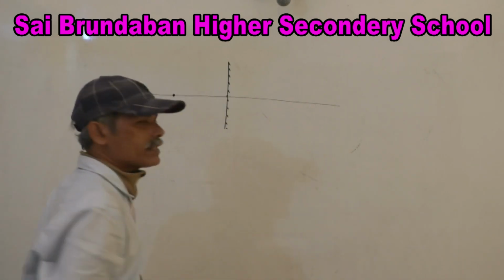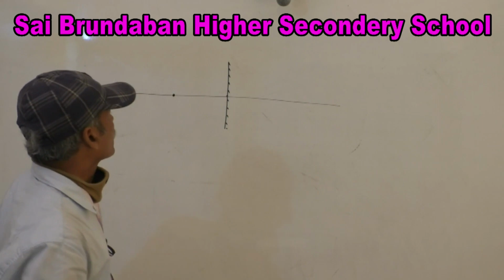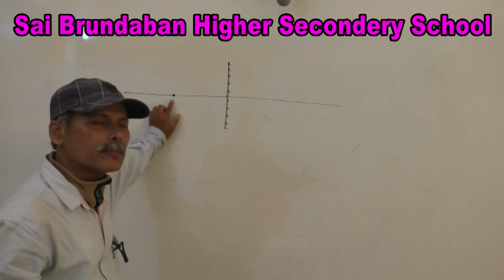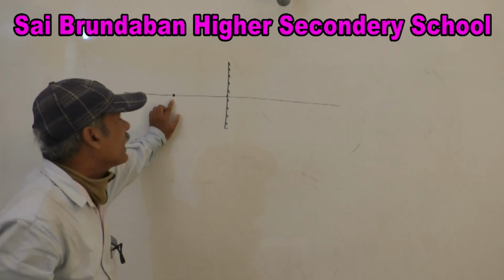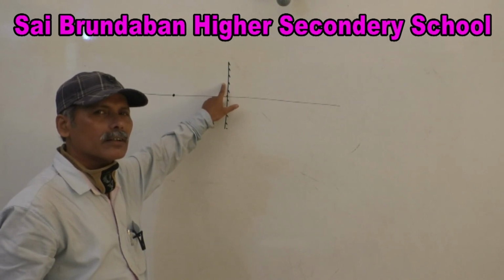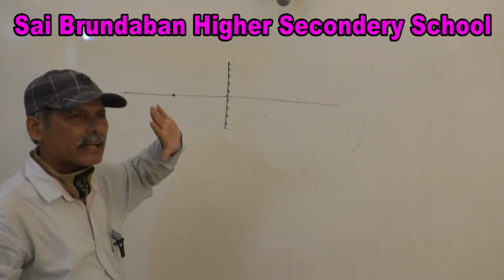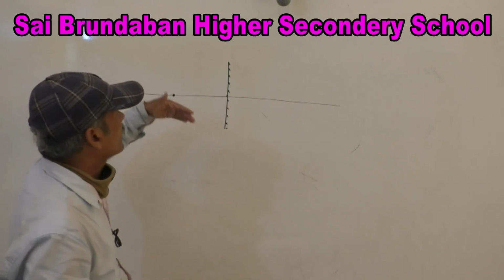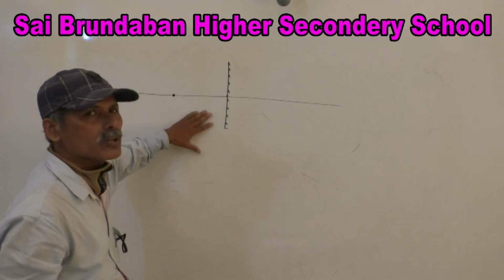Let's see what is happening. Here is the point image. Number of rays are coming from the points, and hit the surface of the plane mirror. So let's take at least 4 rays. In this side 2 rays, in the lower side let's take 2 rays.